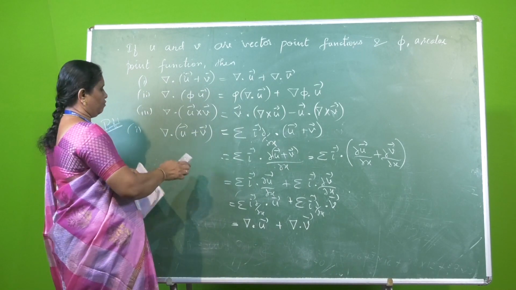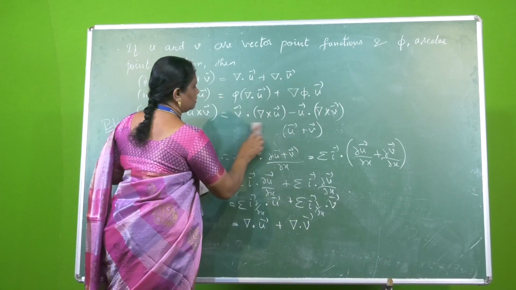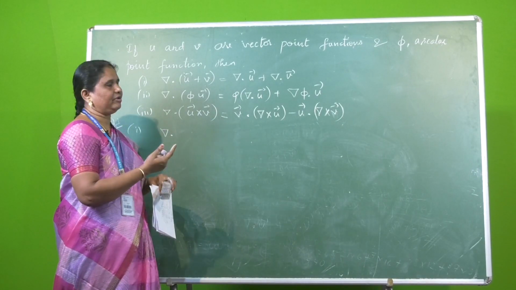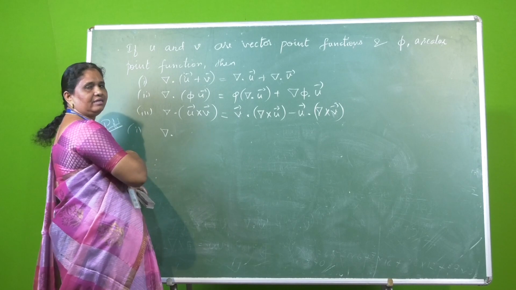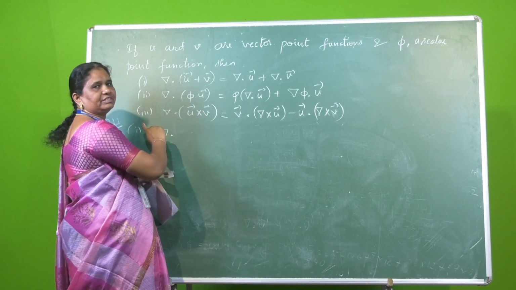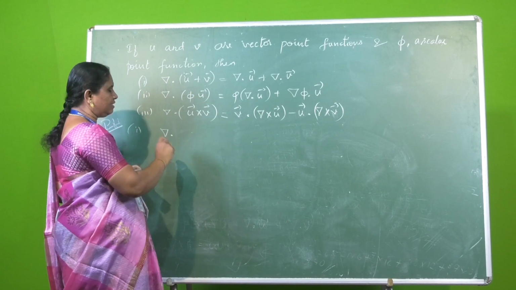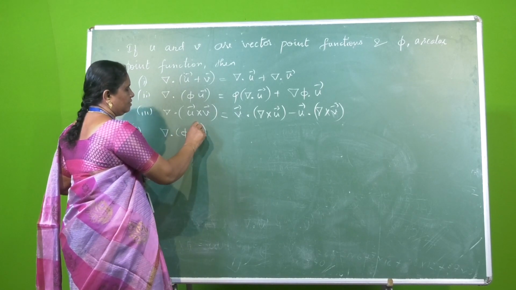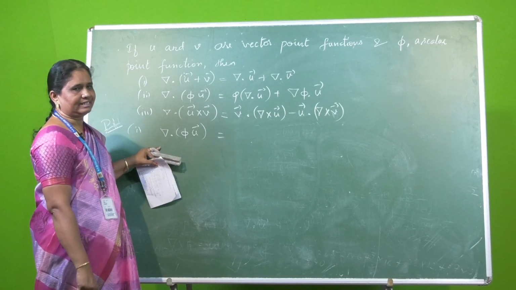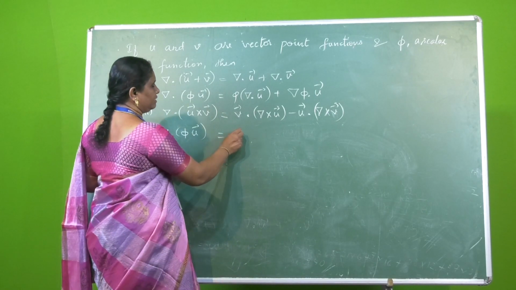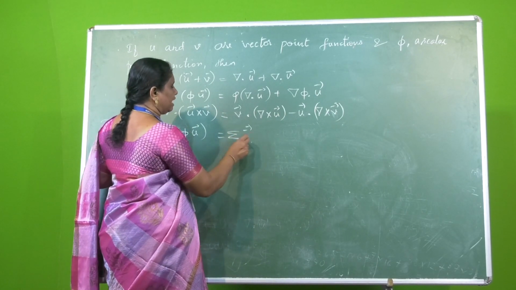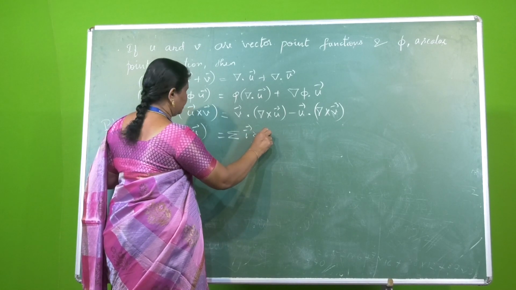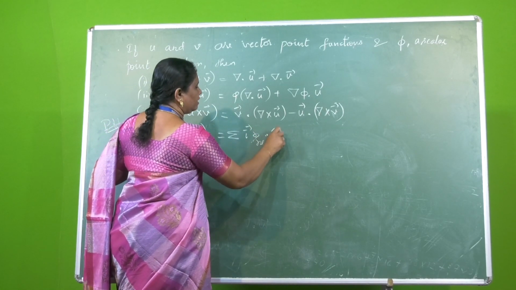Let us see the next formula, del dot. In the first we had taken two vector point functions, and in the second one we are taking one scalar point function and one vector point function, that is del dot phi u vector. So we have taken the left hand side. Instead of del, we can replace summation i dou by dou x dot phi u vector.